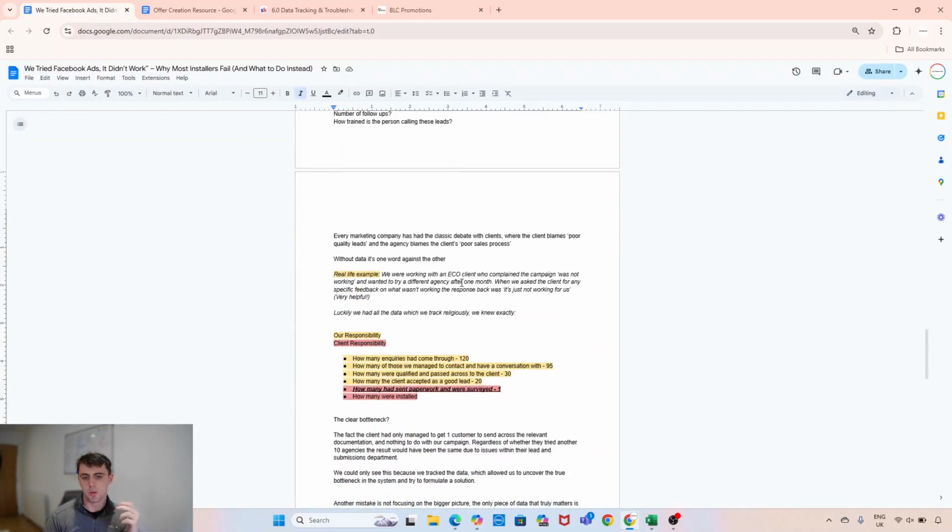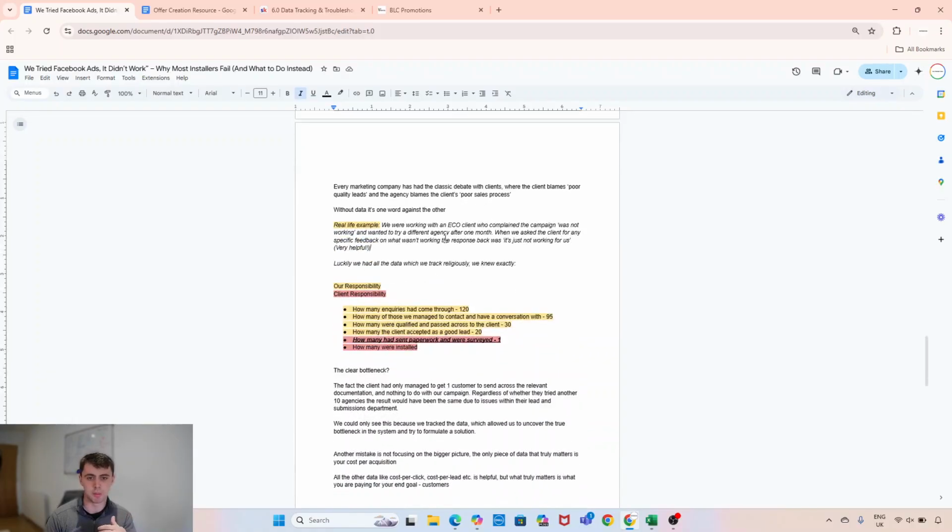One real life example that I'm sure a lot of agencies have experienced is where you send a bunch of leads to a client, they end up not converting for whatever reason, and no one really seems to understand what's going on. Luckily for us, we track all the data. A real life example: we had an Eco4 client. They complained that the campaign wasn't working and they were going to try a different agency. From our end, everything looked really good, the volume of leads, the cost per lead, and we were actually calling and qualifying leads on their behalf, so we knew that these leads were completely fine.